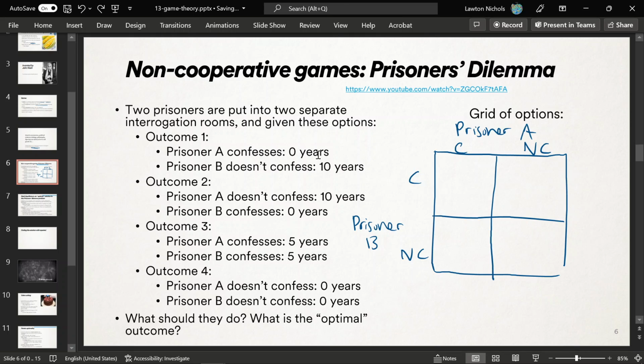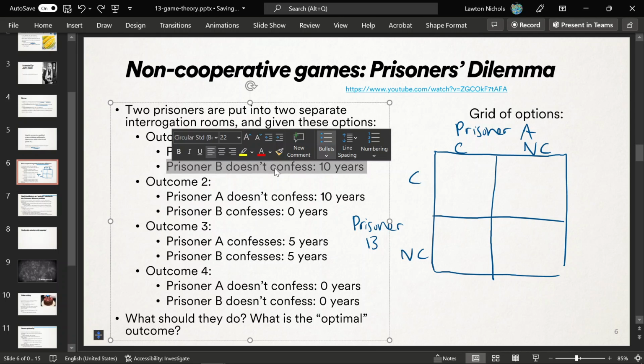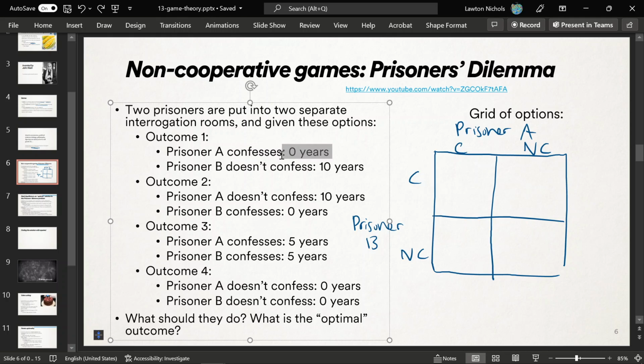And the interrogators say, depending on this option, here's what's going to happen to you. If prisoner A confesses, but prisoner B does not confess, prisoner A is allowed to leave, but prisoner B is forced to stay there for 10 years. They get a 10-year sentence for lying, apparently. Okay? Outcome 2 is the opposite. If prisoner A doesn't confess, but prisoner B does, prisoner B is going to walk off for free, spend no time in prison, but prisoner A is going to spend 10 years there. Okay, so in both of those options, you have a bunch of time for somebody and no time for the other person.